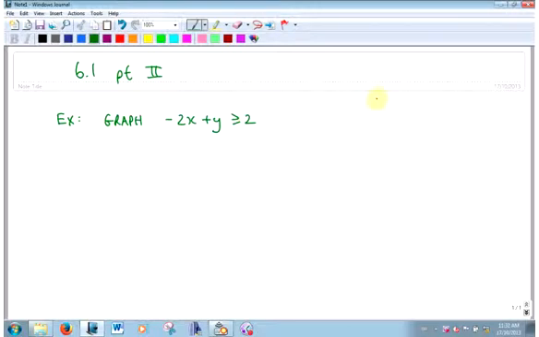Well, first I need to find that line. Okay? What is that line? So I just treat this thing like it was linear, a line, no inequality. And how many points do I need to do a line? 2. What 2 points do I want to get? X-intercept, Y-intercept. Okay, so do this. Write this down.